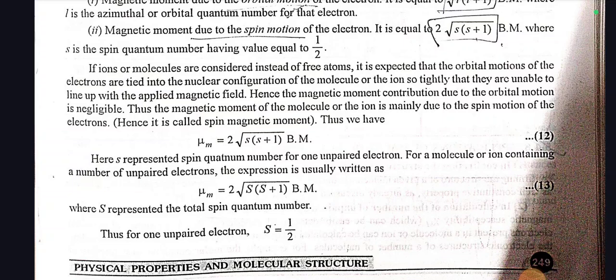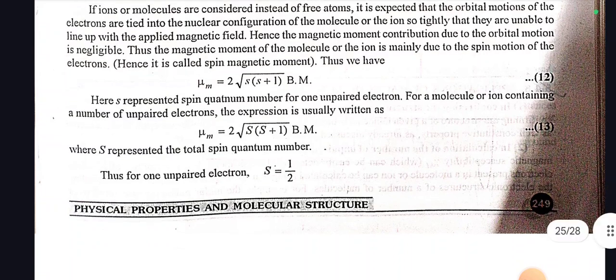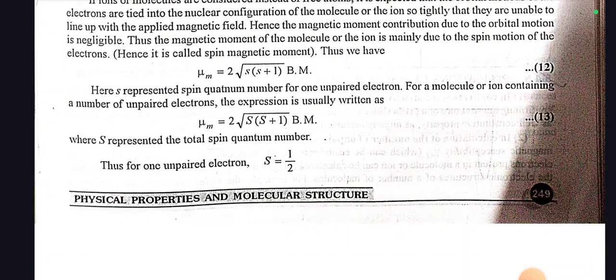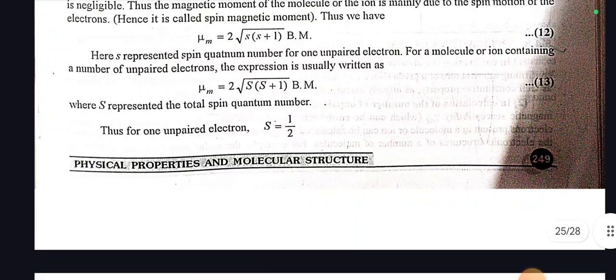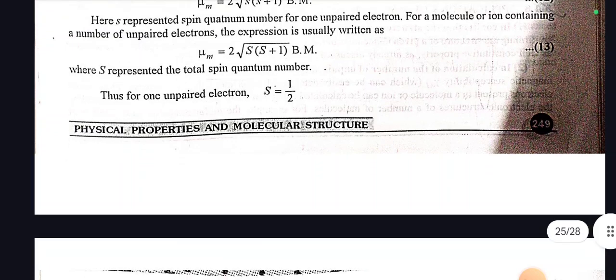Thus, we have mu m is equal to 2 root s into (s plus 1) BM. Here, s represents the spin quantum number for 1 unpaired electron. For a molecule or an ion containing a number of unpaired electrons, the expression is usually written as mu m is equal to root 4s(s plus 1) BM, where s represents the total spin quantum number.